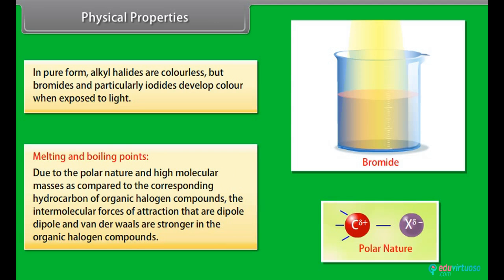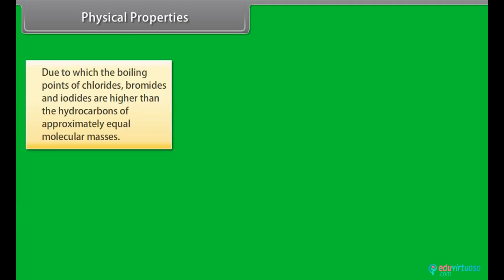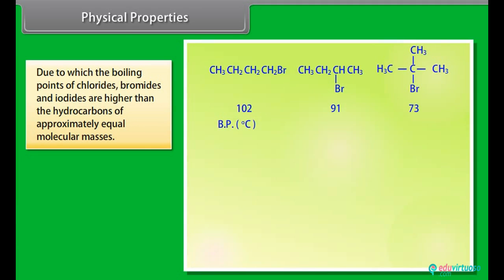Due to the polar nature and high molecular masses, as compared to the corresponding hydrocarbons, of organic halogen compounds, the intermolecular forces of attraction, that are dipole-dipole and van der Waals, are stronger in the organic halogen compounds, due to which the boiling points of chlorides, bromides and iodides are higher than the hydrocarbons of approximately equal molecular mass.